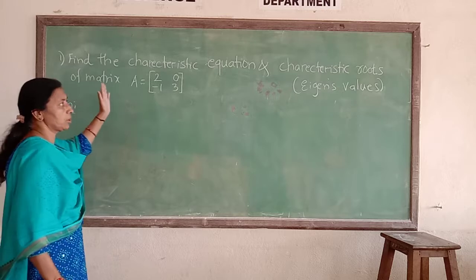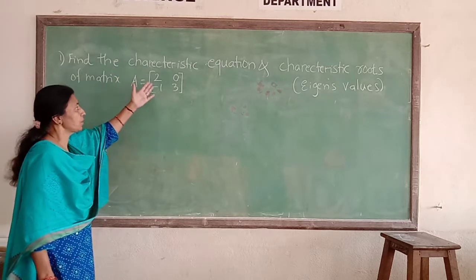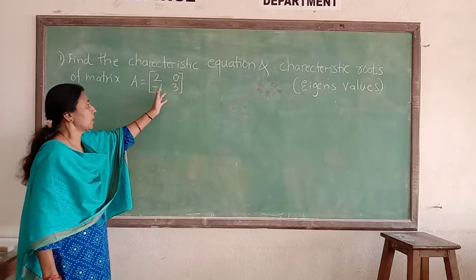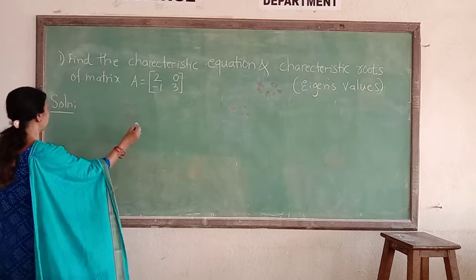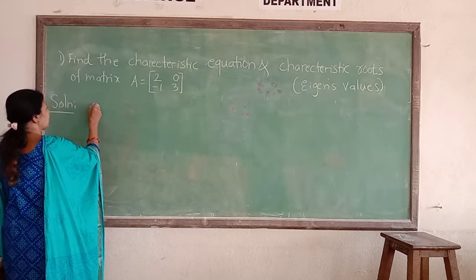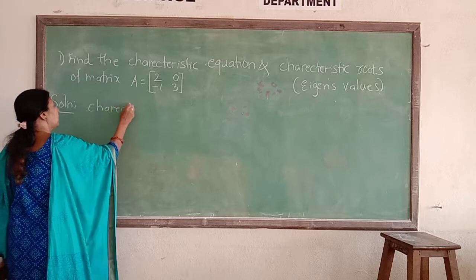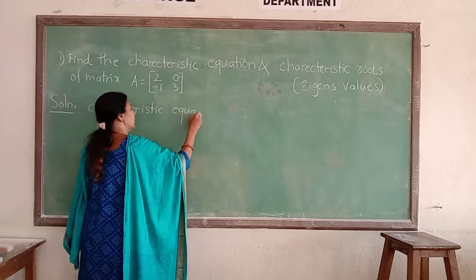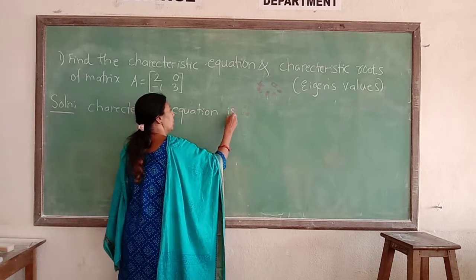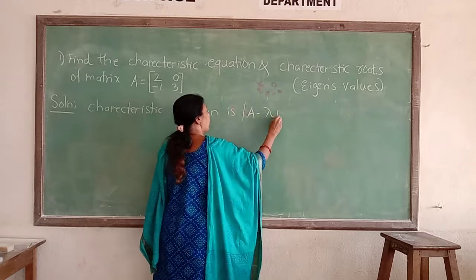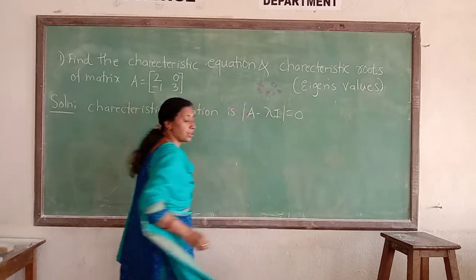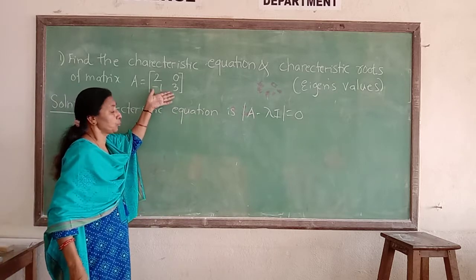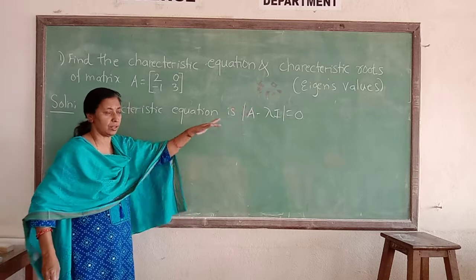We have taken the problem on the CH theorem, that is to find the characteristic equation and characteristic roots of the matrix A given by 2, 0, minus 1, 3. So to start with, we have to write the characteristic equation: determinant of A minus lambda I is equal to 0. This is the general one, but you have to write it suitable to this matrix.